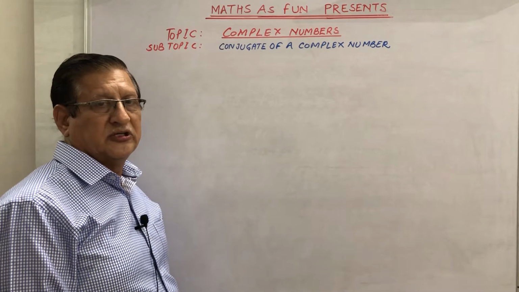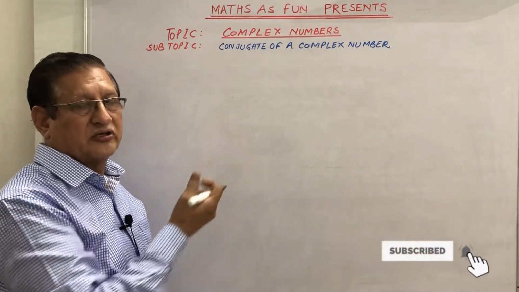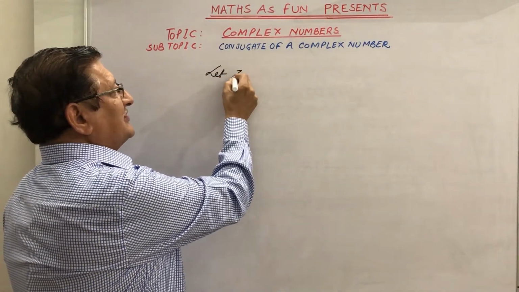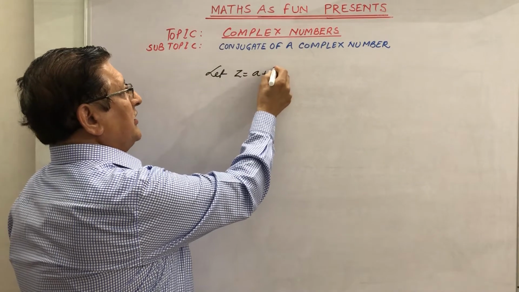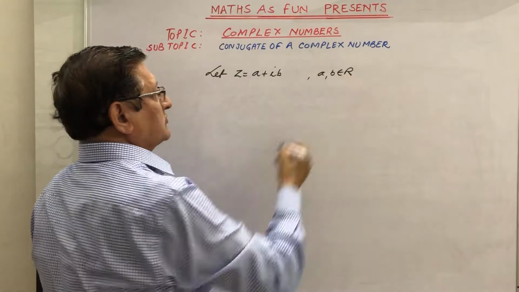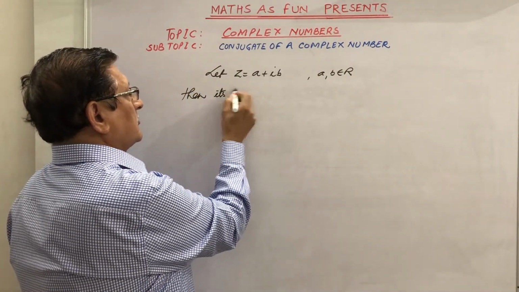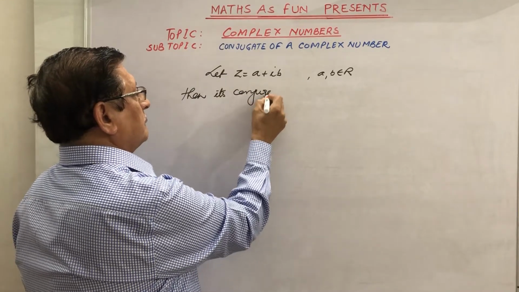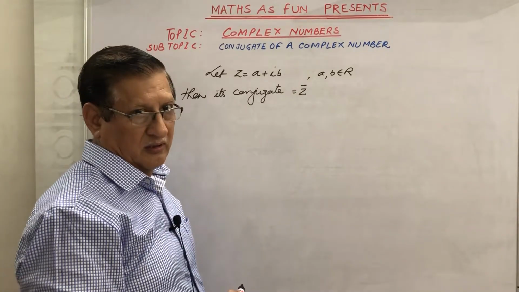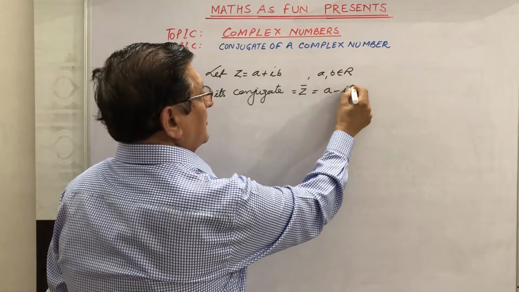Hello everyone. In today's video, we are going to learn about the conjugate of a complex number and its properties. Let z be a complex number which is a plus iota b, where a and b both are real numbers. Then its conjugate is represented by z bar, and that is a minus iota b.